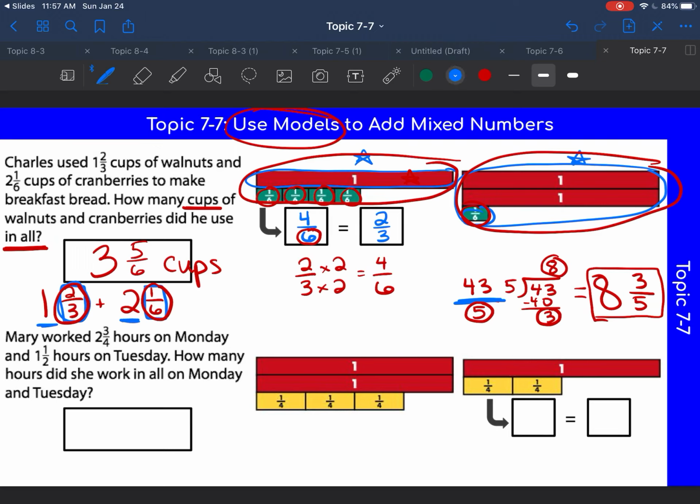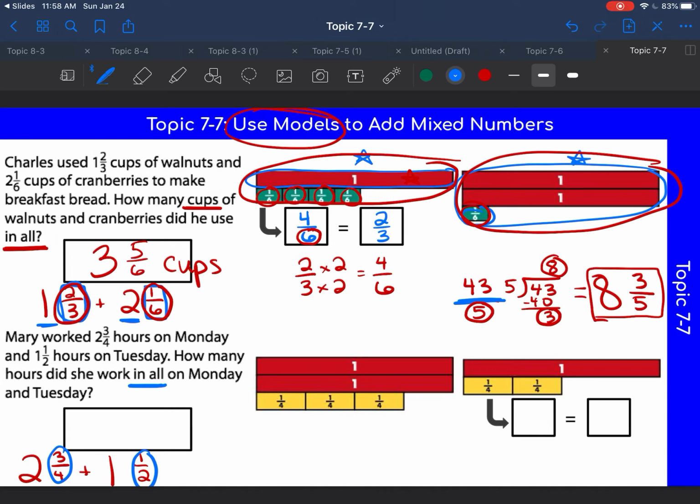Okay, so let's look at the next one. Mary worked 2 3/4 hours on Monday and 1.5 hours on Tuesday. How many hours did she work? And again, we see in all on Monday and Tuesday. Okay, so right underneath, I'm going to write, and I want you to write that as well, 2 3/4 plus 1.5. And again, they do not have common denominators. So we need to find a common denominator. On a scrap piece of paper, write down the multiples of 4 and 2. What's the common denominator that you find for 3/4 and half? It would be 4 or fourths.